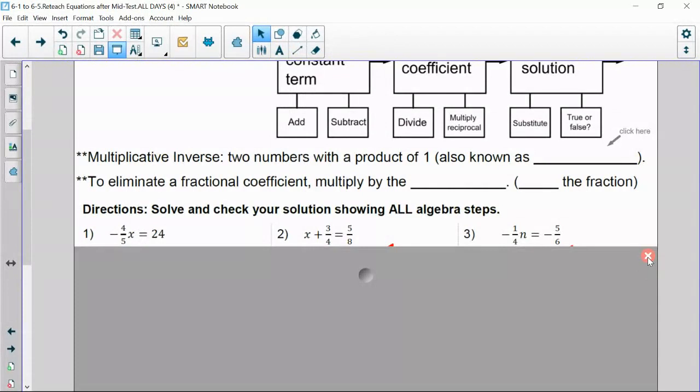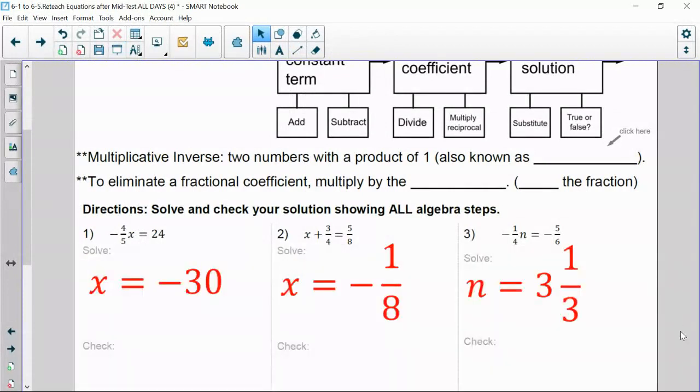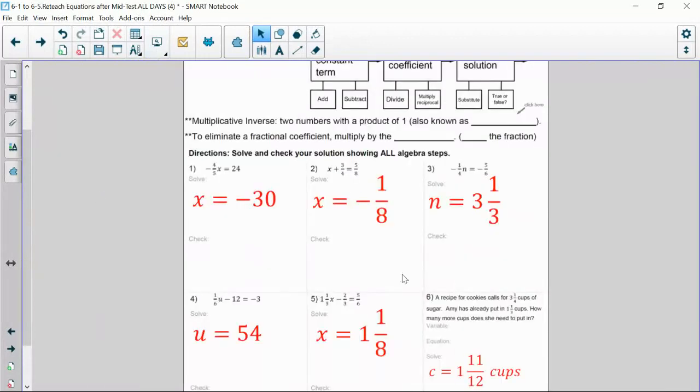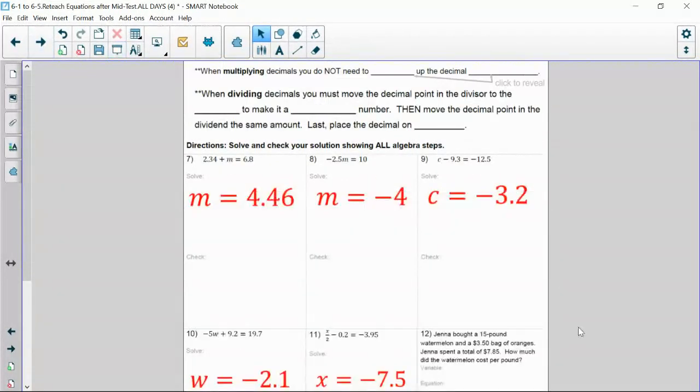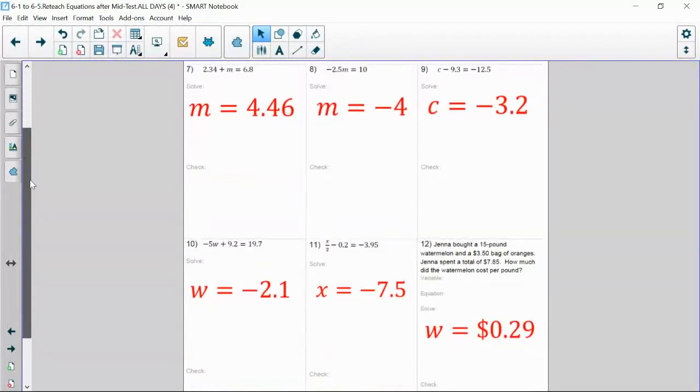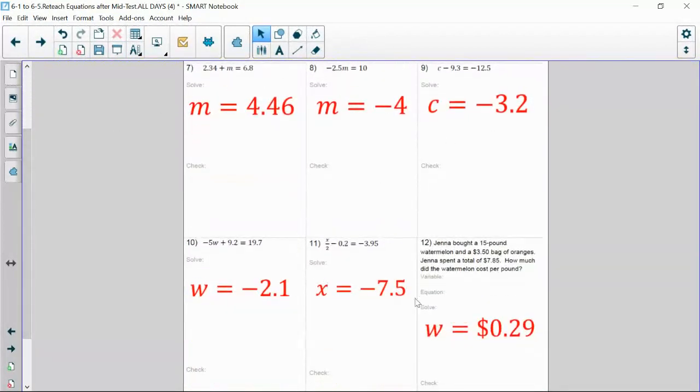If you watched the video, I did several of these. You need to check your answers, but remember when you turn it in, you have to be showing all your work and your checking to get full credit. And then the second page with the decimals, you should have gotten these as well.